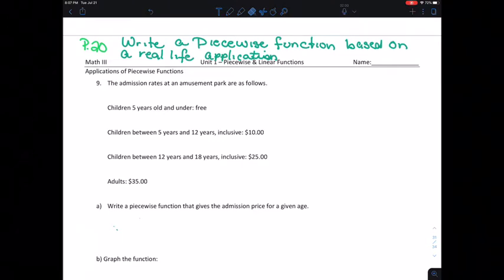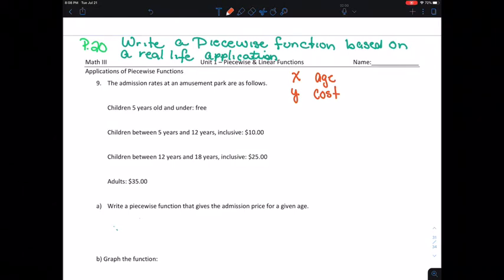So we're given some information here. We're looking at the admission rates at an amusement park. We have two things we're looking at. One is our age, which would be our input value, our independent value. And our output value would be the cost. Our dependent value is the cost, because the amount you pay is based upon your age.